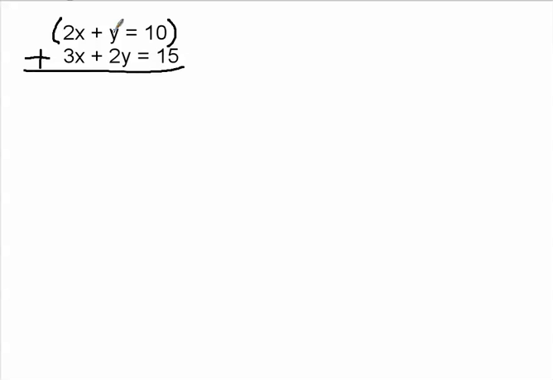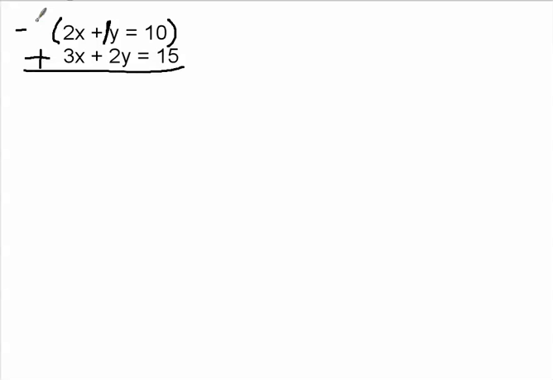Basically, when you're solving systems of equations, you have to look to see: are the x's the same, 2 and 3? No, they're not the same. Are the y's the same, 1 and 2? Because there's an imaginary 1 in front of this y. Are they the same? No. So what we have to do is multiply so that either the y's or the x's are the same. Let's do the y's because that's easier than the x's.